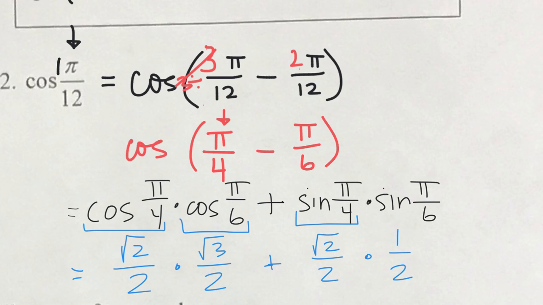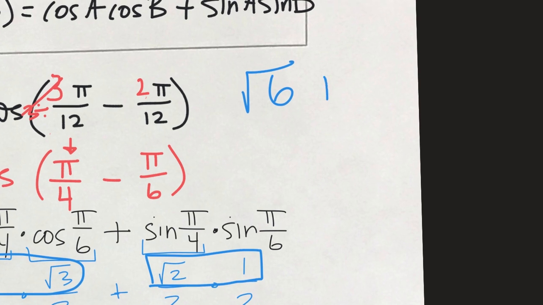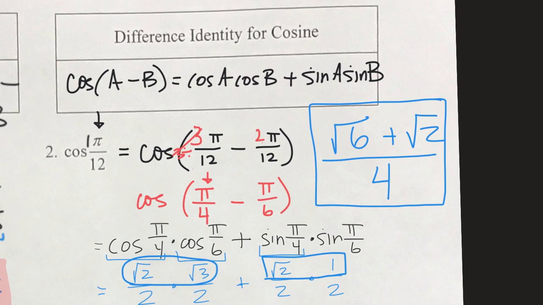So we do top times top. Root 2 times root 3 is once again root 6, plus root 2 times 1 is just root 2, over the same denominator of 4. So this is our answer for the cosine at pi over 12, right? The exact answer. Root 6 plus root 2 divided by 4.